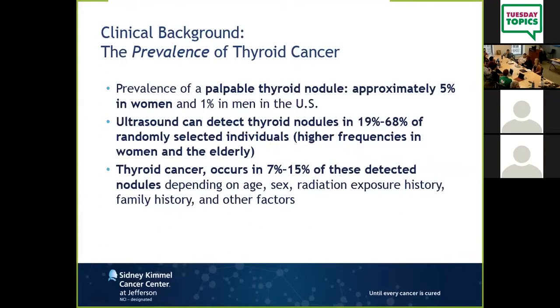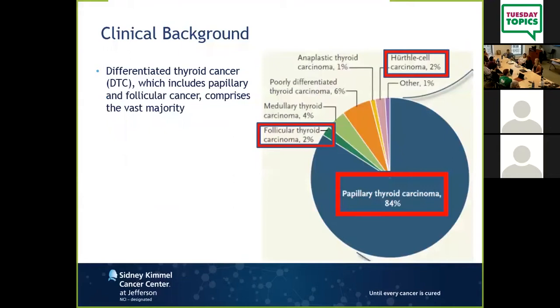Of those 5% of nodules that do end up being cancer, about 85% of them end up being papillary thyroid cancer, which is the most common. And we'll go through the other kinds, but papillary is the most common. So these are the different kinds of thyroid cancer that you can see: anaplastic, Hürthle cell, poorly differentiated, medullary, follicular, and papillary. You can see papillary makes up the vast majority of it.